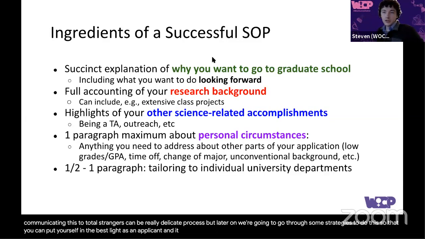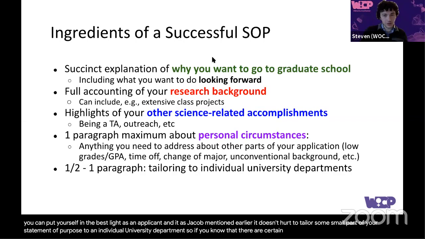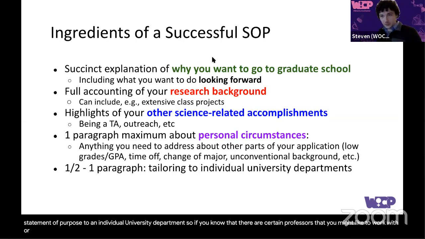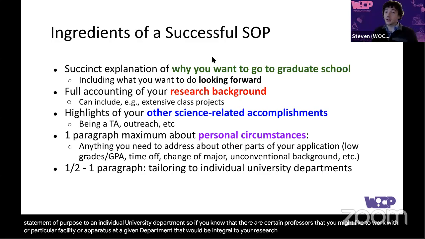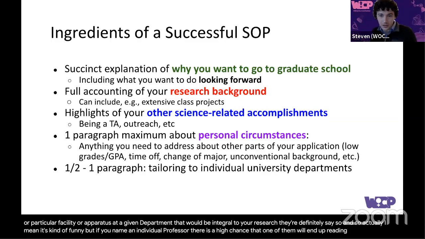And as Jacob mentioned earlier, it doesn't hurt to tailor some small part of your statement of purpose to an individual university department. So if you know that there are certain professors that you might like to work with, or a particular facility or apparatus at a given department that would be integral to your research there, definitely say so. It's kind of funny, but if you name an individual professor, there is a high chance that one of them will end up reading your application.